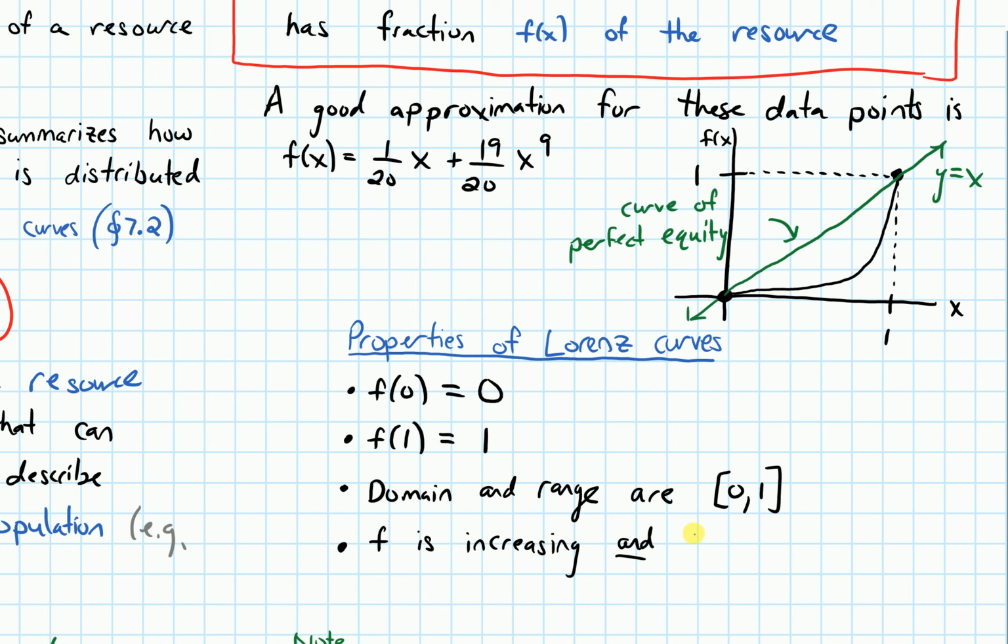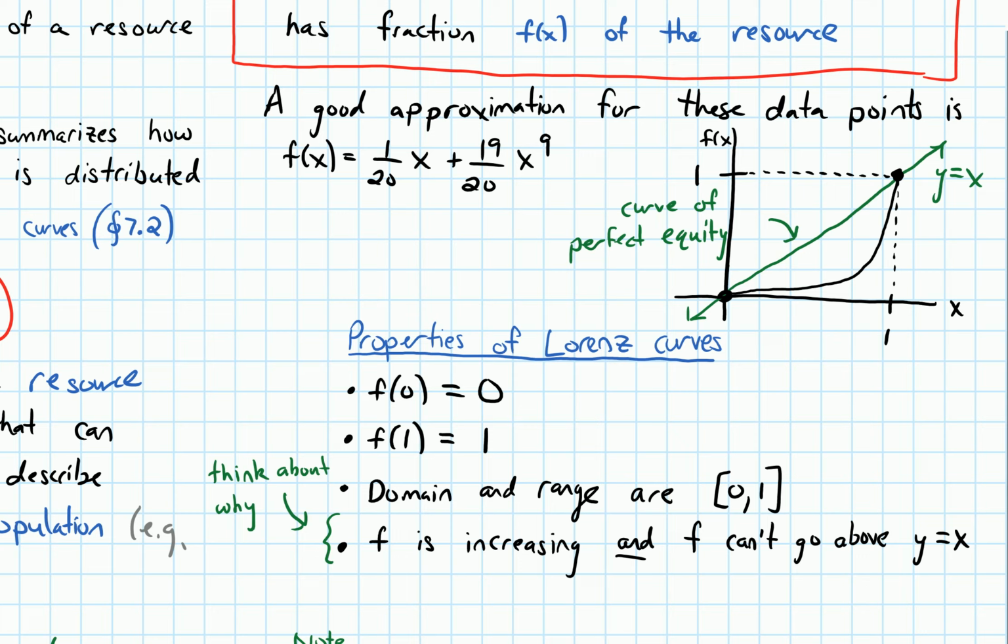And f can't go above y equals x, that curve of perfect equity, at any point. And for this property, I want you to really think about why. This is something that we can understand conceptually. What is it about what f measures that would make it increasing and not possible for it to go above y equals x?